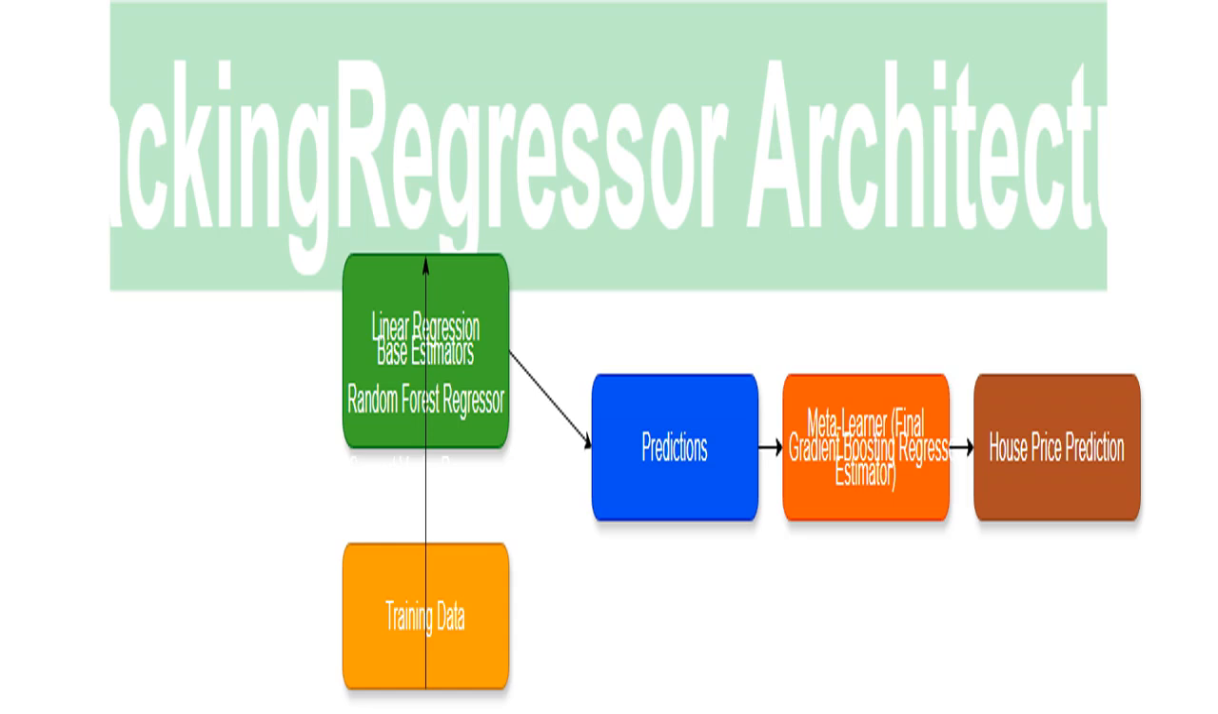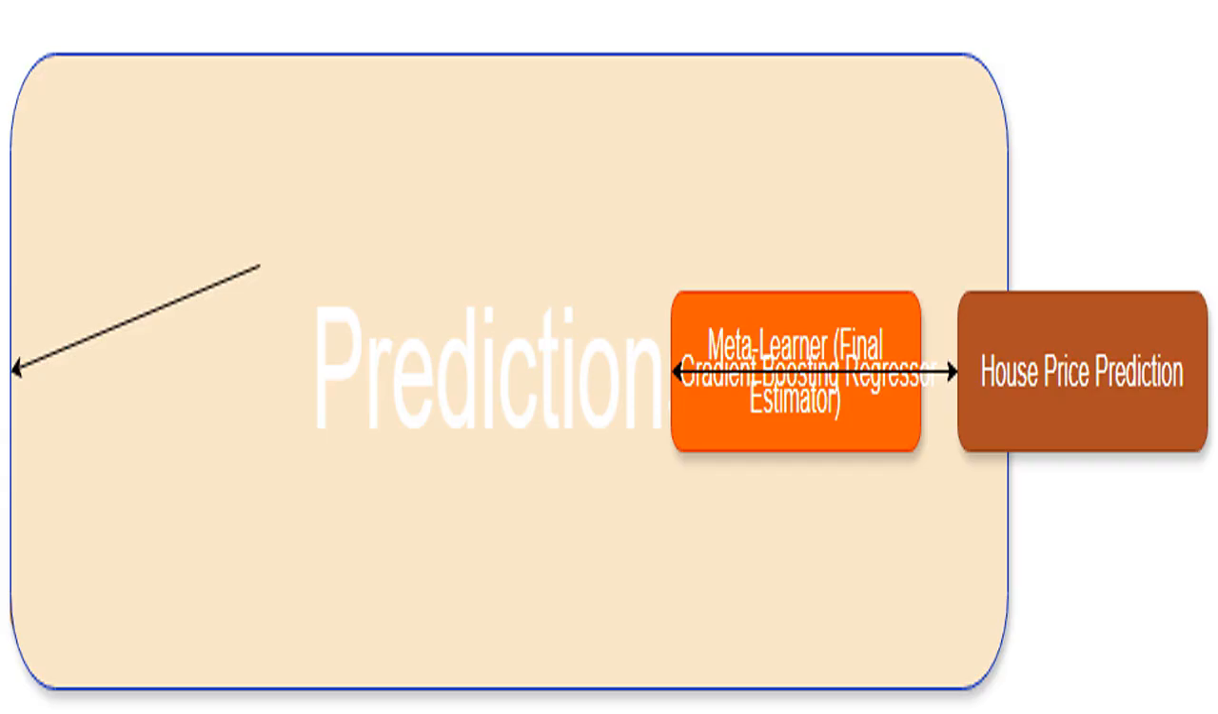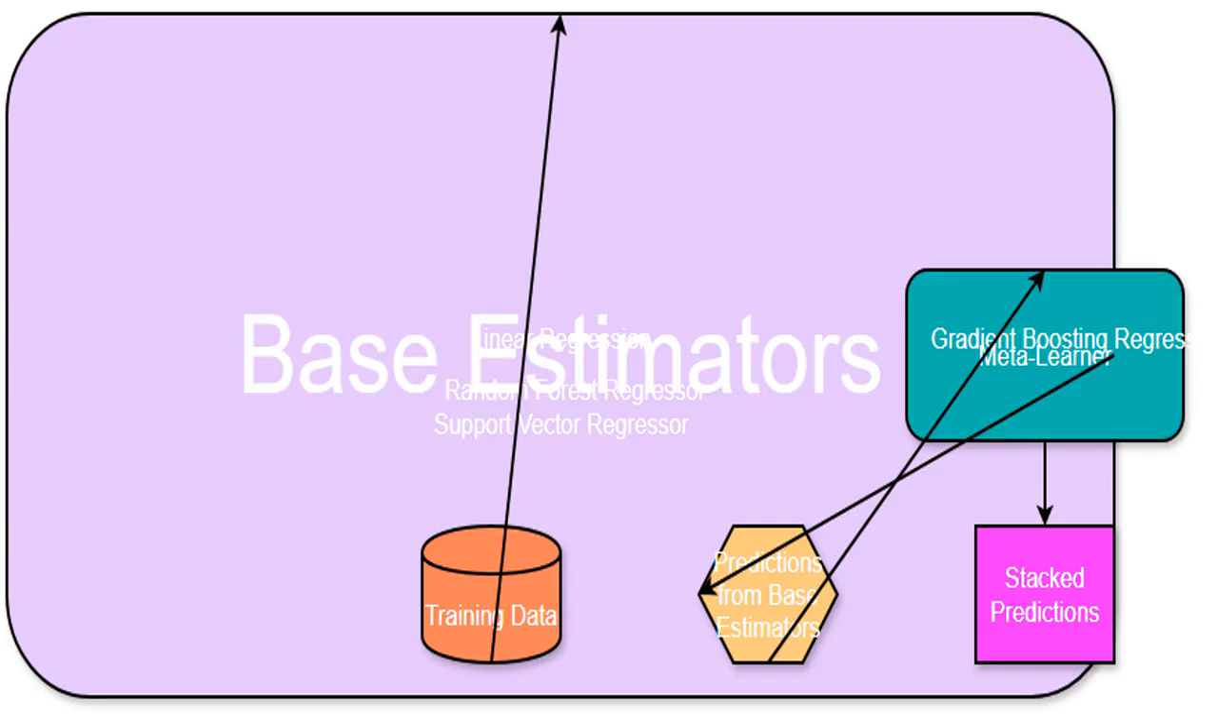I use a stacking regressor to combine the predictions of multiple machine learning models. It's like creating a team of experts and having a final decision maker that weighs their opinions. This is the ultimate goal: to accurately predict house prices using my stacking regressor. I aim for the best prediction possible by combining the predictions of several different models. I see 3 base estimators here: linear regression, random forest regressor, and support vector regressor.